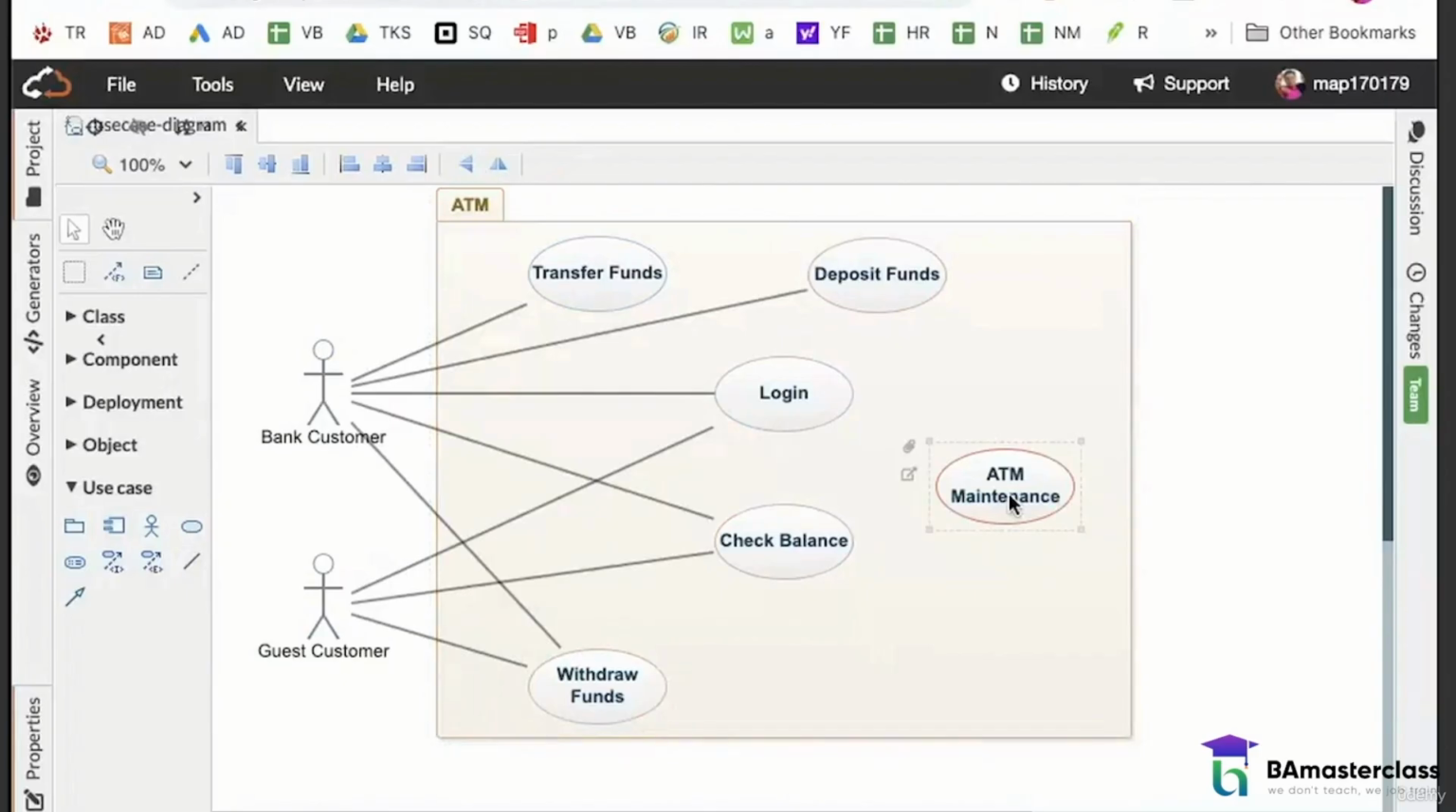So this is the use case wherein someone will log into the ATM, will remove all the deposited checks, will add more cash, things like that. So who is the actor for this use case? Someone from the bank. So I'm going to create another actor here. I'm going to give the name of the actor as an ATM admin.